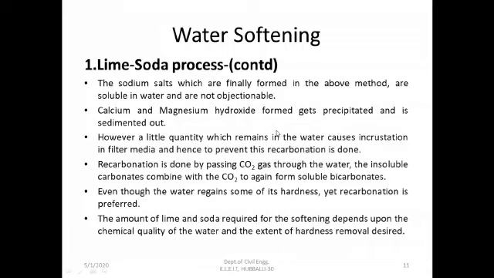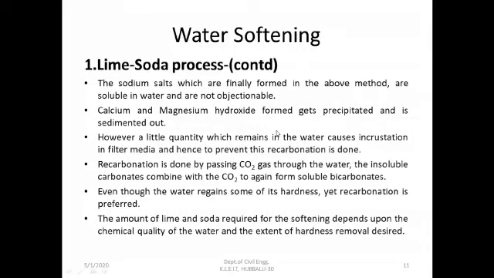Also, we know that calcium carbonate and magnesium hydroxide form here and get precipitated and sedimented out. But a little quantity of it remains in the water, which may lead to incrustation in filter media. That is, it may lead to an increase in the size of the sand grains when the water is sent to the filtration process. Hence, to prevent this, recarbonation is done.